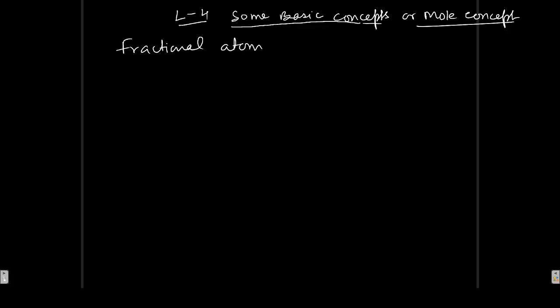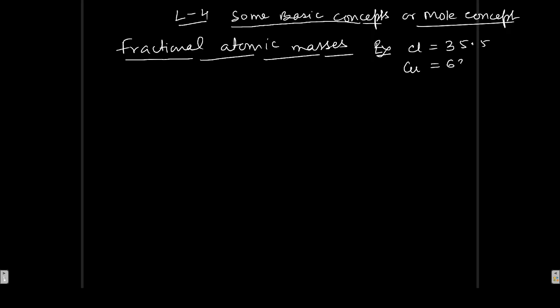Fractional atomic masses. It means why the atomic masses are fractional. For example, atomic mass of chlorine is 35.5. For example, atomic mass of copper is 63.5. So the natural question is, what is the cause of the fractional atomic masses? Dear friends, there are two causes.